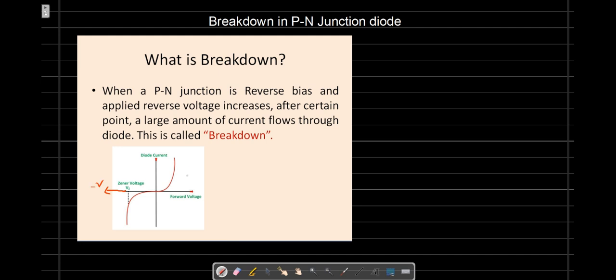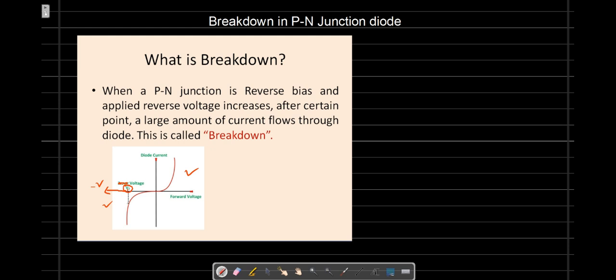Okay, so this is the forward characteristics, this is the reverse characteristics, and after some voltage you will observe there is a sudden change in the current. The current flowing through the diode suddenly changes. Initially it is very small, or increases a little bit. After application of this much amount of voltage, what will happen? There is a rapid change in the diode current.